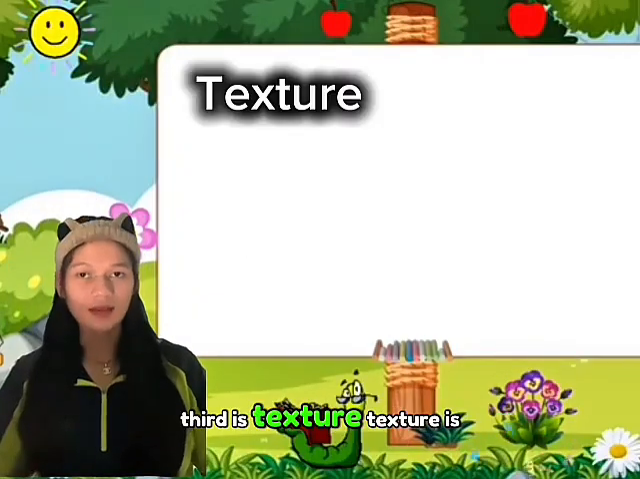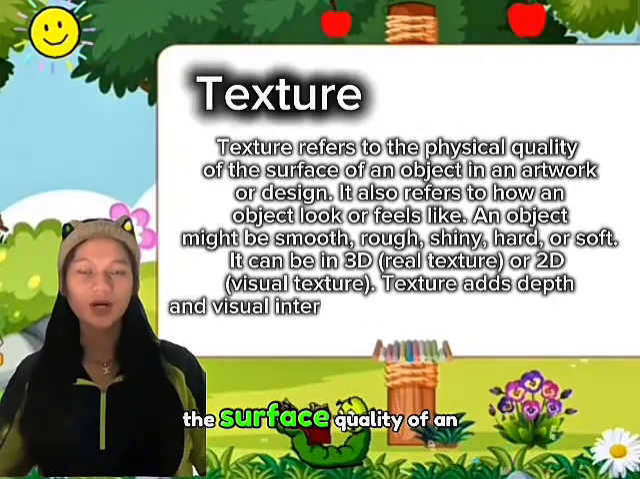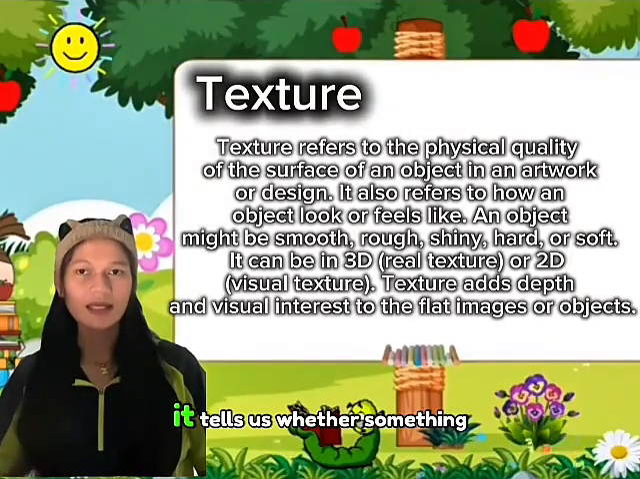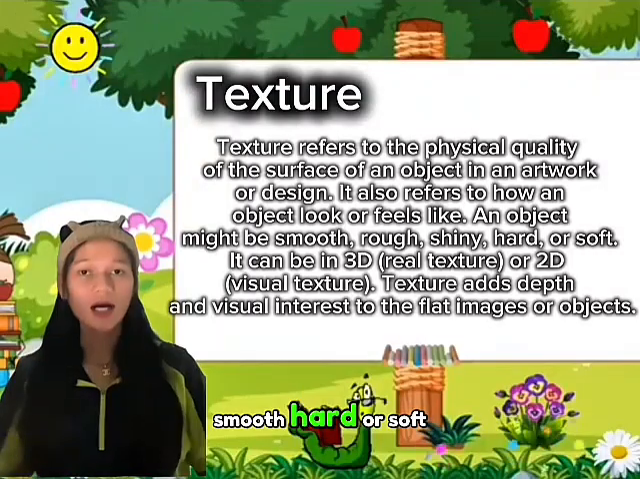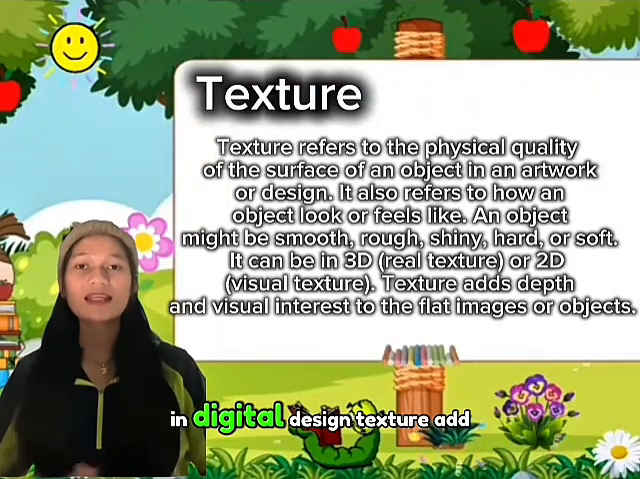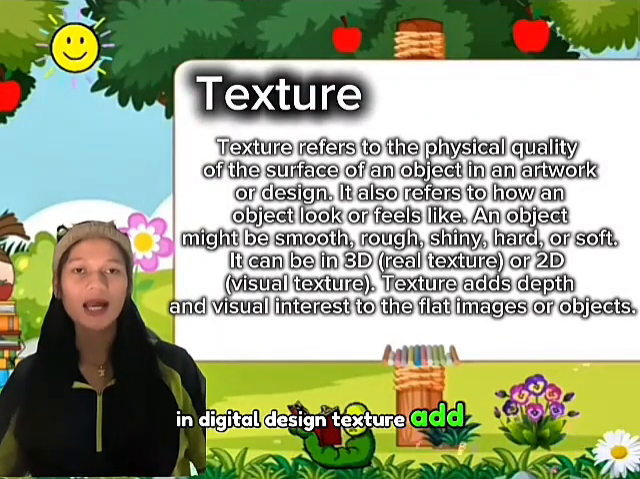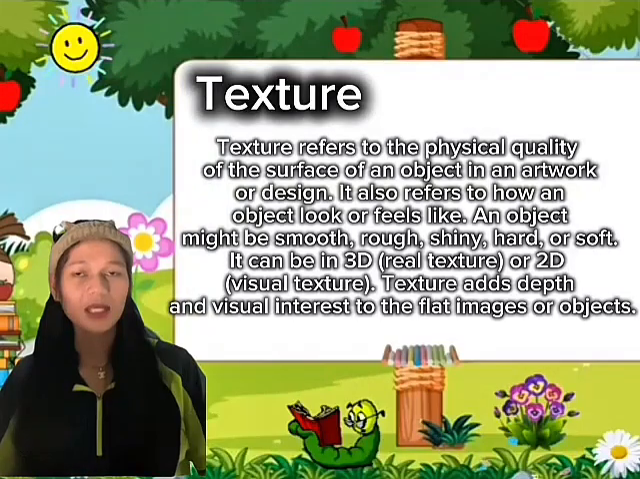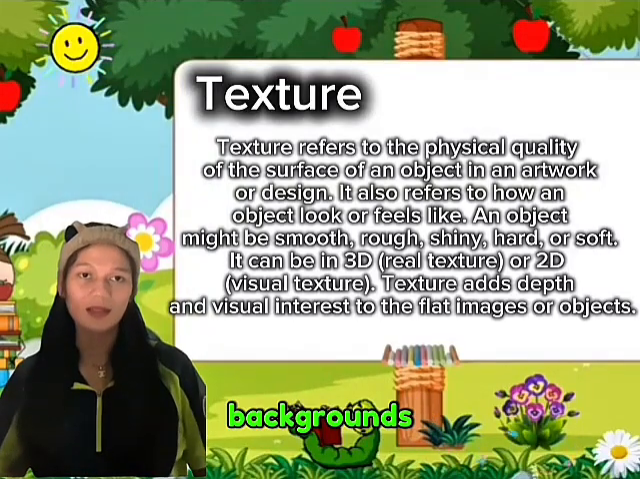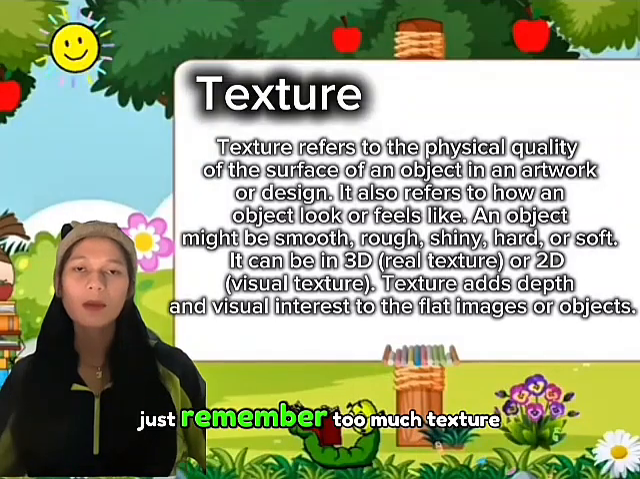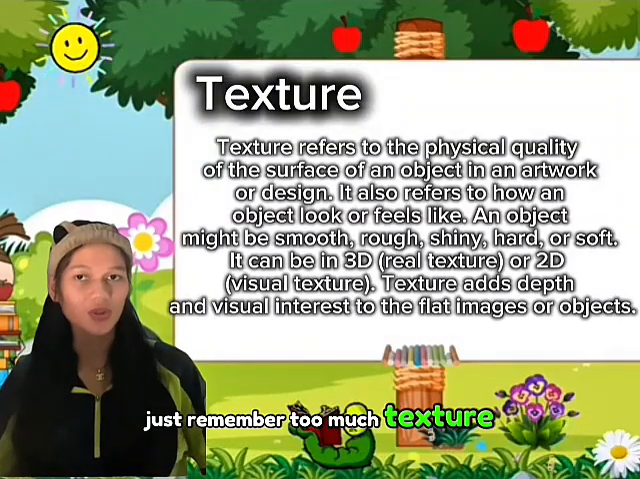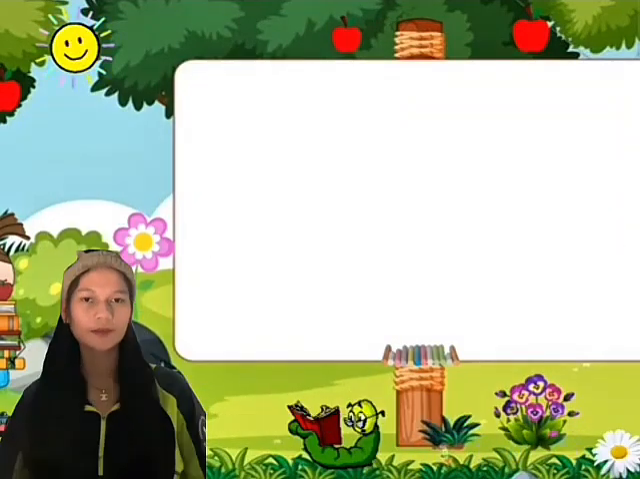Third is texture. Texture is the surface quality of an object. It tells us whether something feels rough, smooth, hard, or soft. In digital design, texture adds depth and personality. You can find texture in backgrounds, icons, or even fonts. Just remember, too much texture can overwhelm your design.